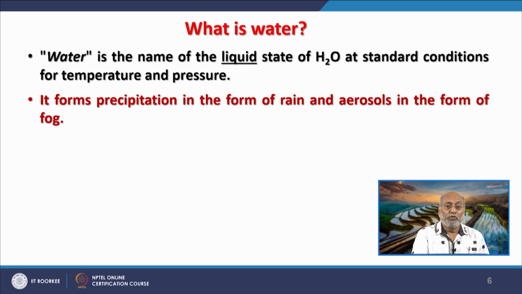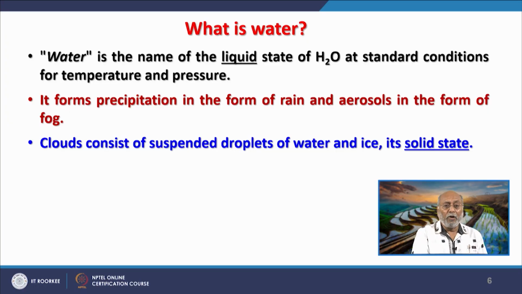And water forms precipitation in the form of rain, and aerosols in the form of fog. This is another important thing: when fog occurs, as we know, the fog has a nuclei, and that nuclei is made of aerosols, might be dust particles, might be gas particles, and around that nuclei water is trapped, and that overall makes the fog. So, fog also has water. Fog is nothing but low stratus clouds basically, but it has more pollutants as compared to the clouds at a higher height.